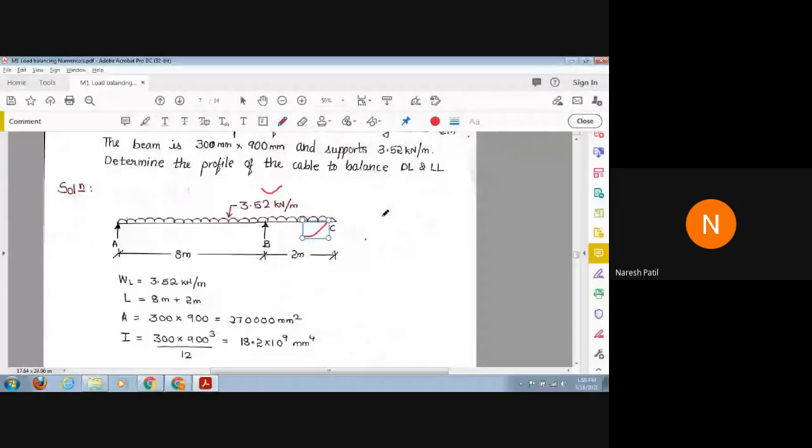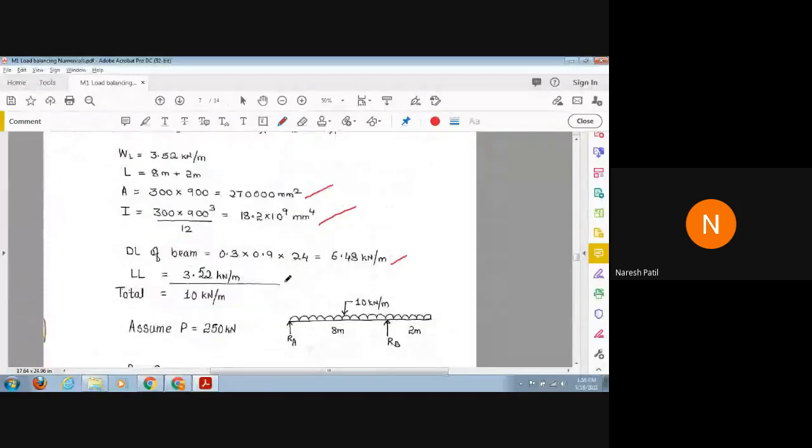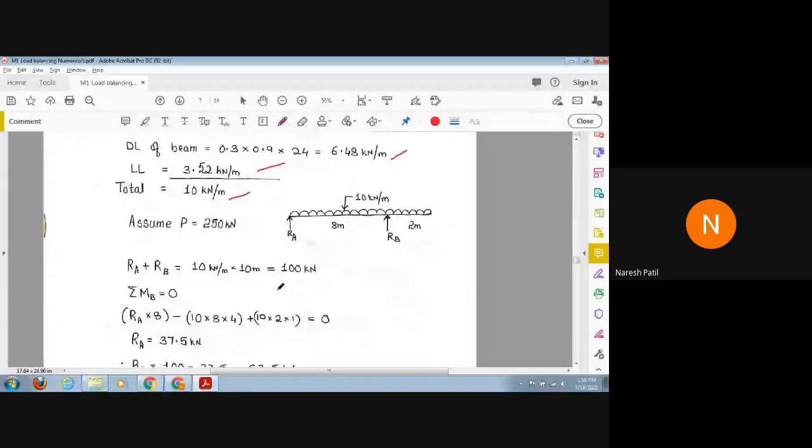So calculate the properties: area, moment of inertia, then dead load, live load, and total load. The P is not given here. Even in the exam you can assume it, but write the P. If it is not mentioned in the question, please write a note and assume the pre-stressing force P. So first of all, to suggest the cable profile, what do you need? Yes, anyone answer? What do you want? Bharti?